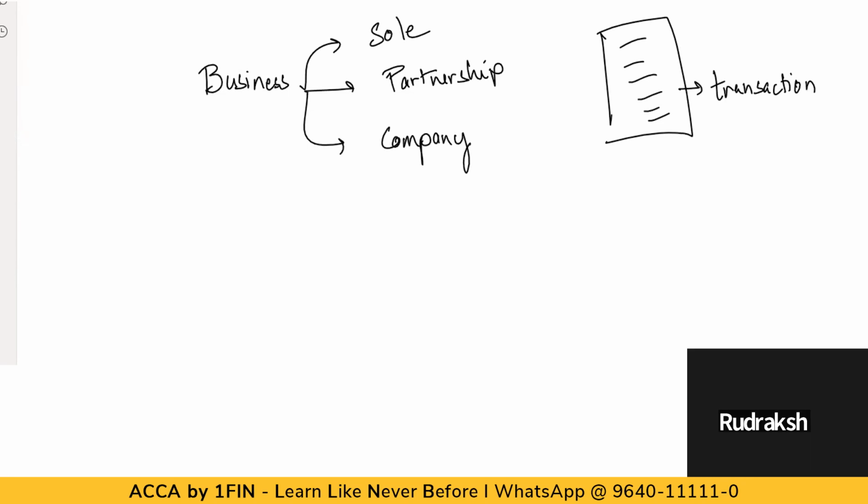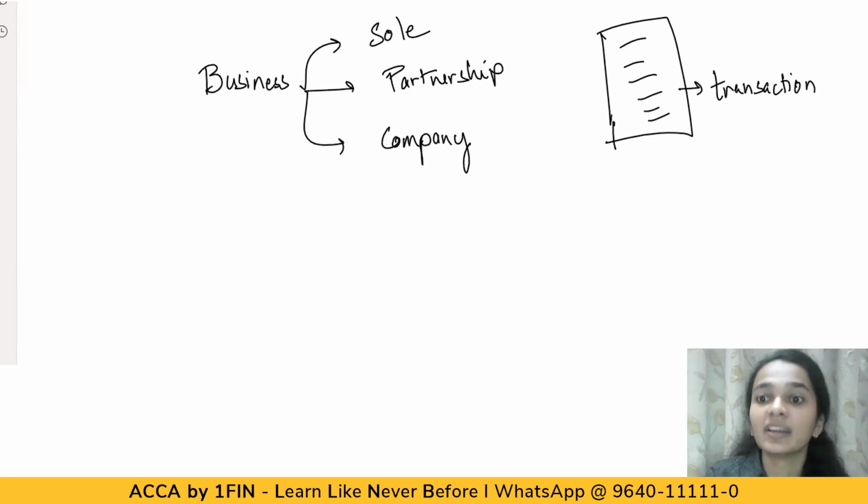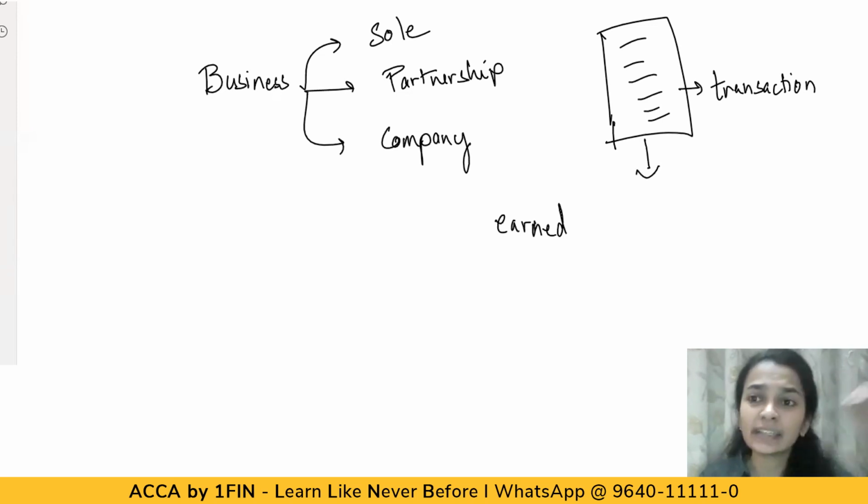So all these business transactions are recorded. And why are they recorded? They are recorded in order to know what profit is being earned by the business at the end of the year. At year end, we all want to know the amount earned by the business, and that is the reason why we record all the transactions happening in the business.